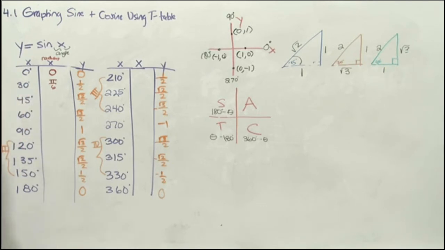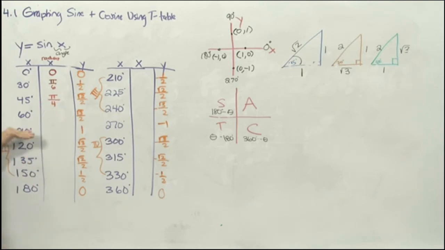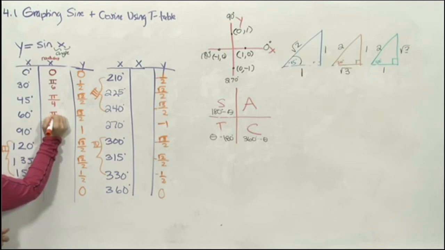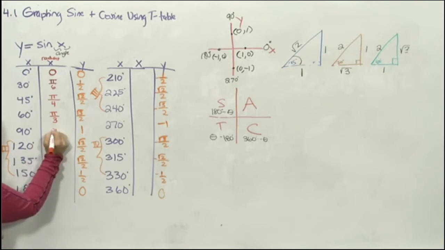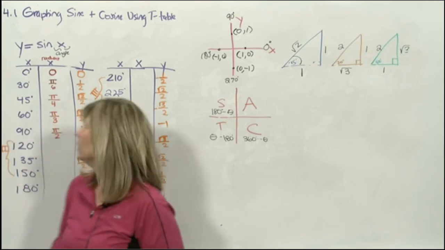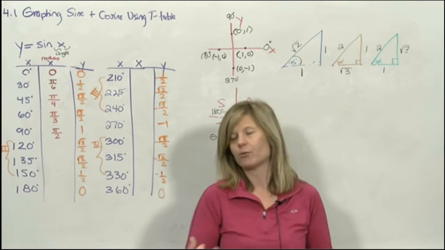So what would 45 degrees be in radians? That would be pi over 4, since 180 divided by 4 is 45. What would 60 degrees be in radians? That would be pi over 3. Makes sense? 180 divided by 3 is 60. What would 90 degrees be in radians? That would be pi over 2. Those you just got to have memorized. They're going to be used so much in this chapter.